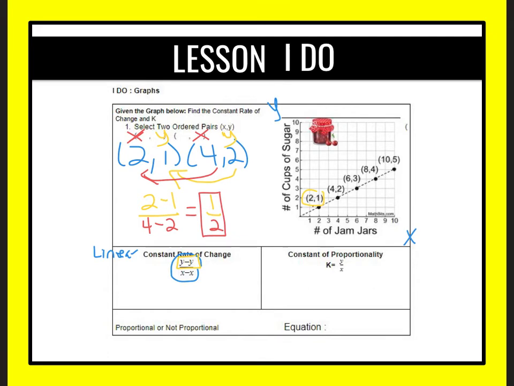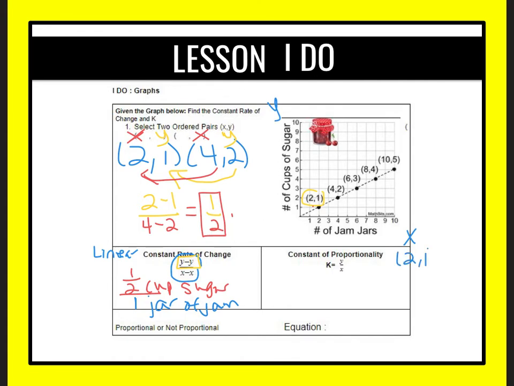So it's almost as if I need half a cup of sugar for every 1 jam jar. So that's what it looks like here. I need half a cup of sugar if I'm going to make 1 jar of jam. Lots of sugar and yummy, yummy. All right? So there's my constant rate of change. Now I need to see if this is a proportional situation. All right? So let me take a few of my ordered pairs.